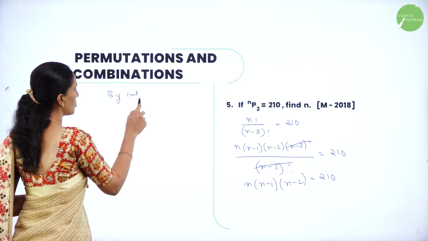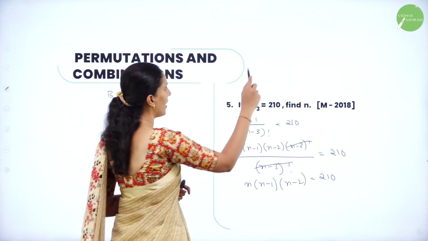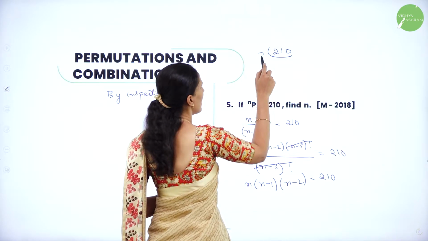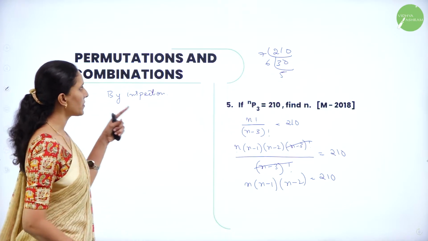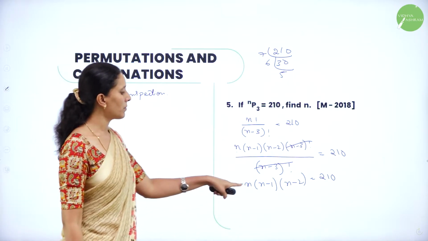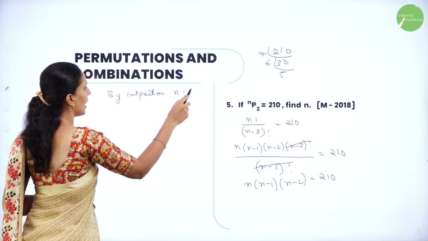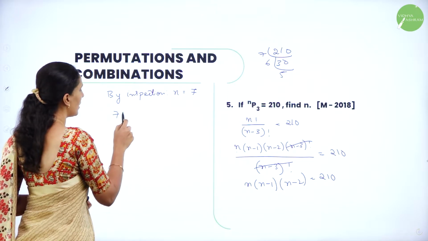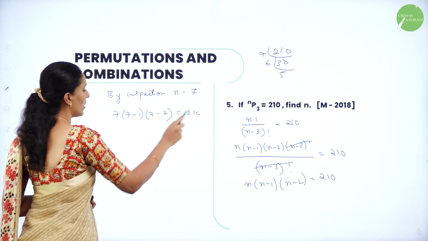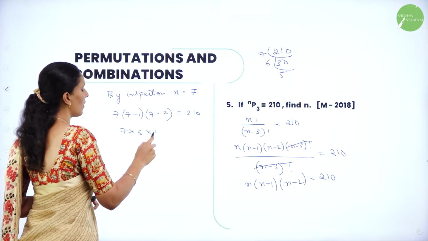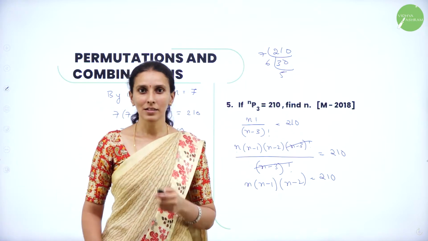So by inspection, if you divide 210 by 7, you get 6 into 5. So you can guess it is in the form of 7 into 6 into 5. So what must be the value of n? So n must be 7. By inspection we can say n is equal to 7. That is 7 into 7 minus 1 into 7 minus 2 is equal to 210. That is 7 into 6 into 5 is equal to 210. So we can take the value of n as 7.